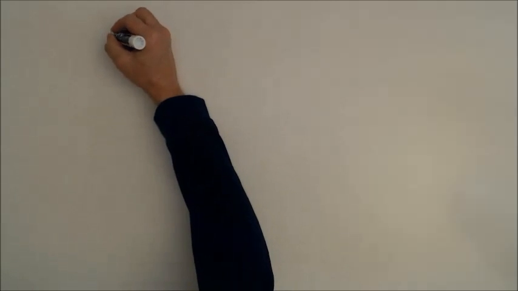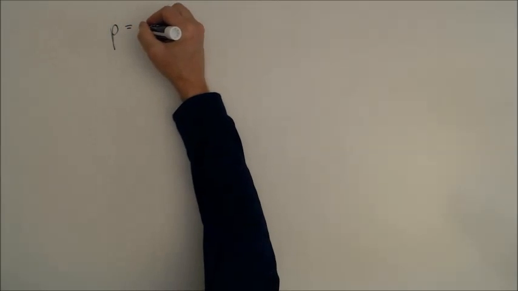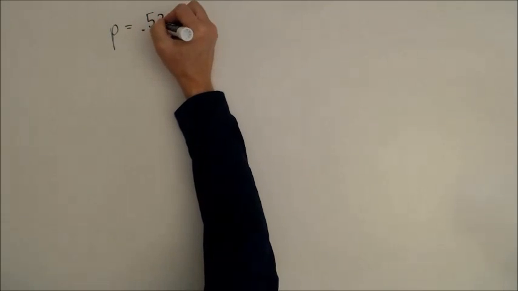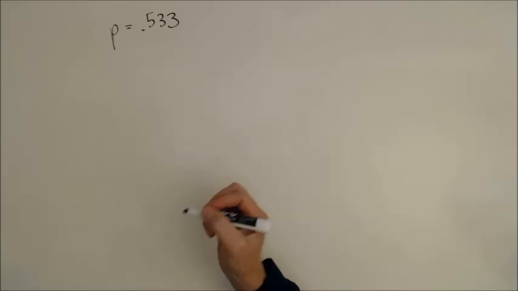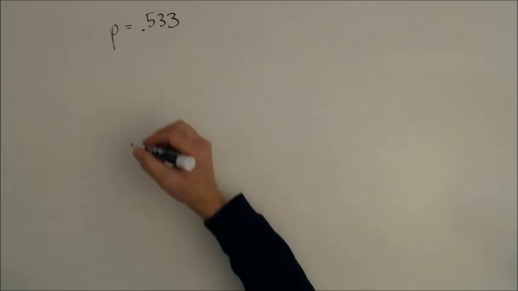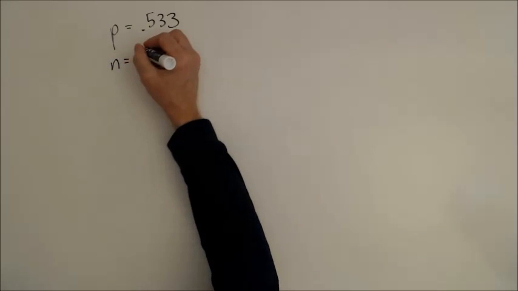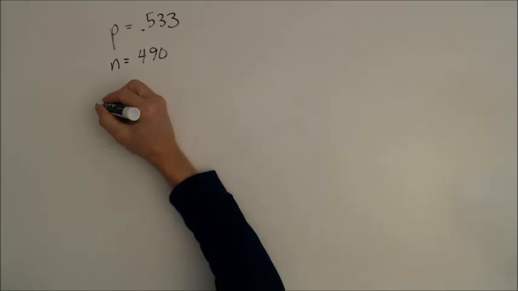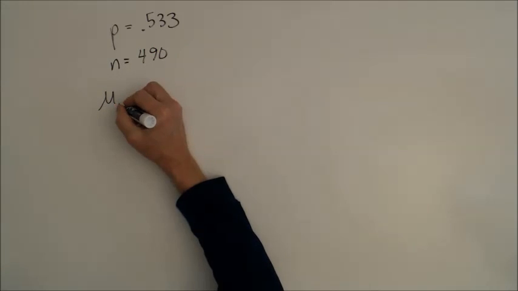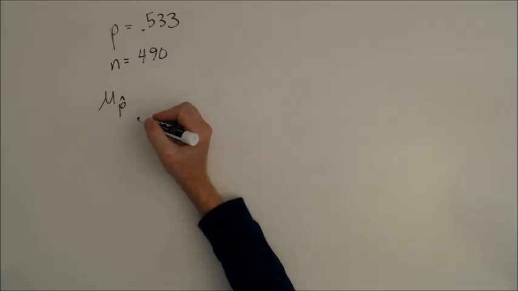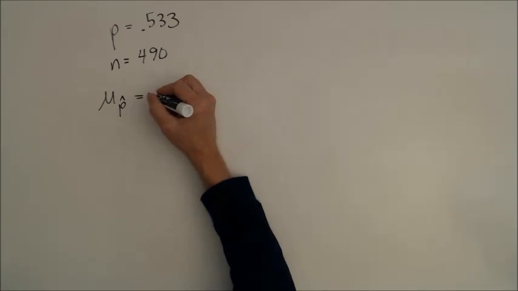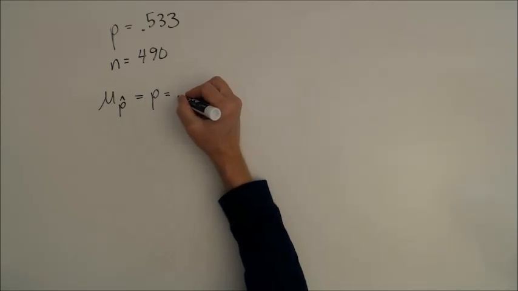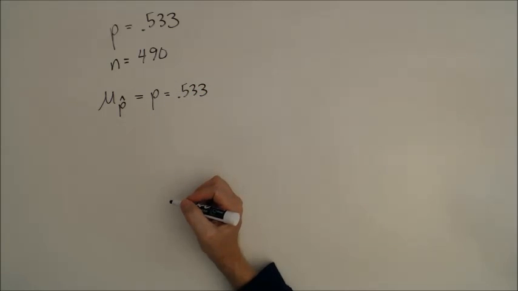In this problem, it is suggested that 53.3% of the population will favor the incumbent. We consider a sample size of 490 registered voters. For samples of this size, the expected value or mean of the sample proportions is given by the value of p, that is, the 53.3% of the population.